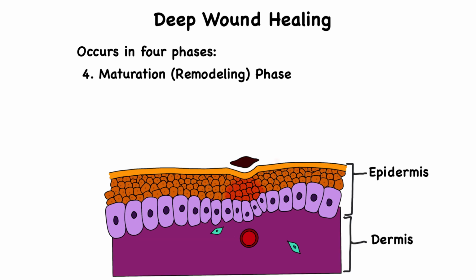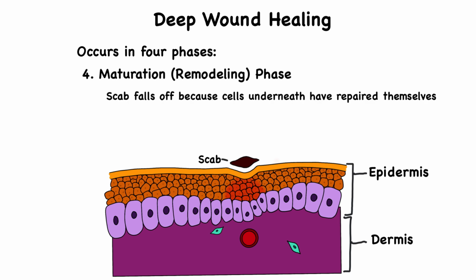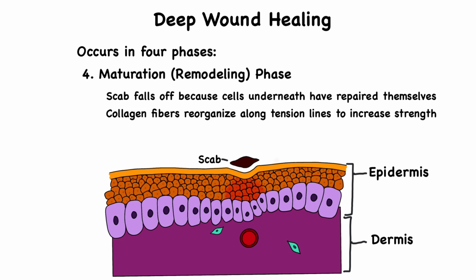And then finally, we come to the maturation or remodeling phase. This is where the scab falls off once the epidermis returns to its normal thickness. Collagen fibers are going to reorganize along tension lines to increase strength. Fibroblasts decrease in number, and capillaries are restored to normal. This remodeling can take weeks to months, depending on the severity of the injury.